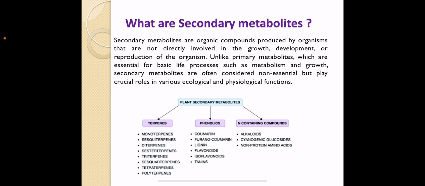What are secondary metabolites? Secondary metabolites are organic compounds produced by organisms that are not directly involved in the growth, development, or reproduction of the organism. Unlike primary metabolites, which are essential for basic life processes such as metabolism and growth, secondary metabolites are often considered non-essential but play crucial roles in various ecological and physiological functions. Plant secondary metabolites are categorized into terpenes, phenolics, and nitrogen-containing compounds.